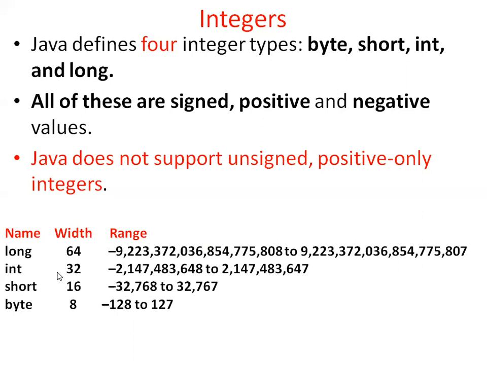Integer occupies 32 bits, which means 4 bytes, and this is the range of values. Short takes 16 bits, and this is the range of values. And byte is 1 byte, which means 8 bits, so it occupies 8 bits, and this is the range of values. So how will this range of values be calculated? Now I'll show it here.